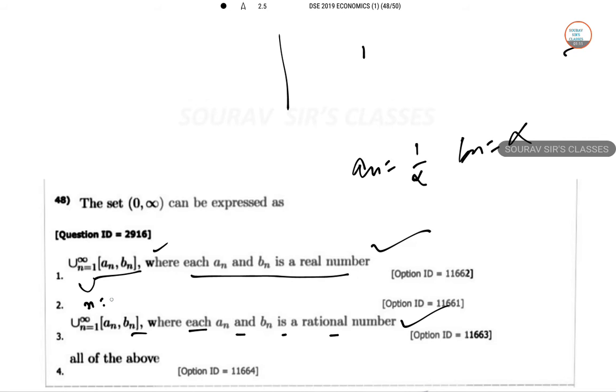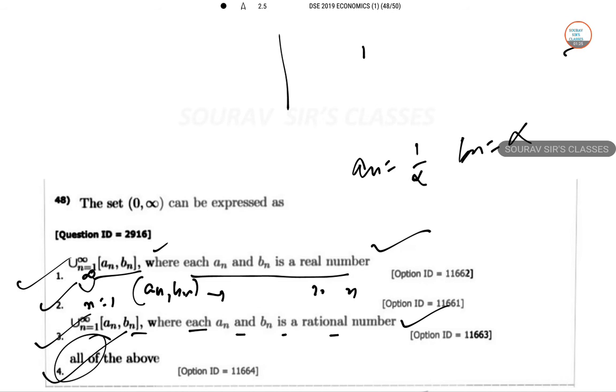So 1 to infinity, an bn, and these are real numbers. So in case of open interval also, yes, this is applicable. So all these three are applicable, so all of the above is the answer. So 47 done, 48 done.